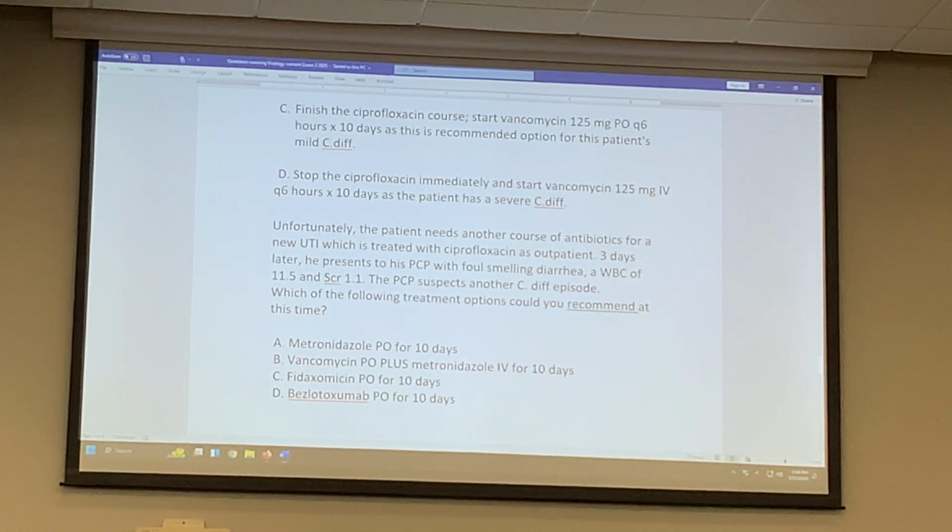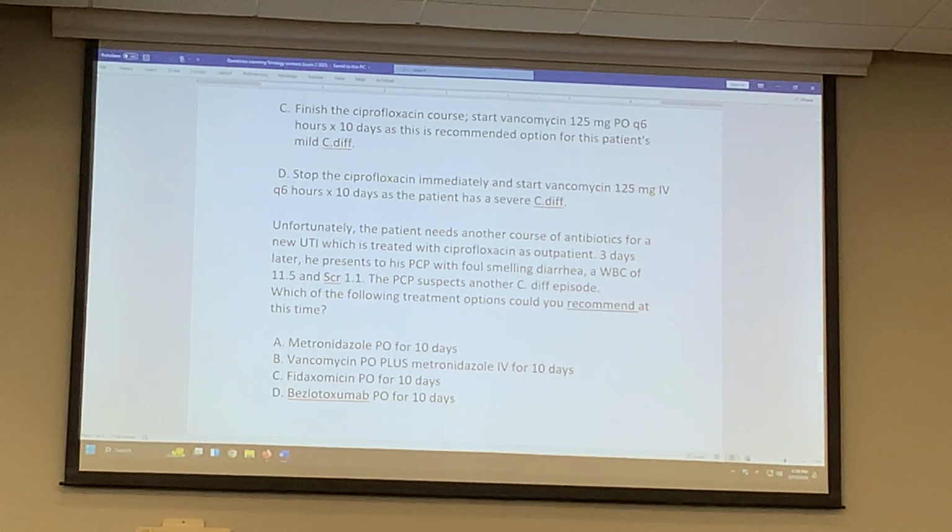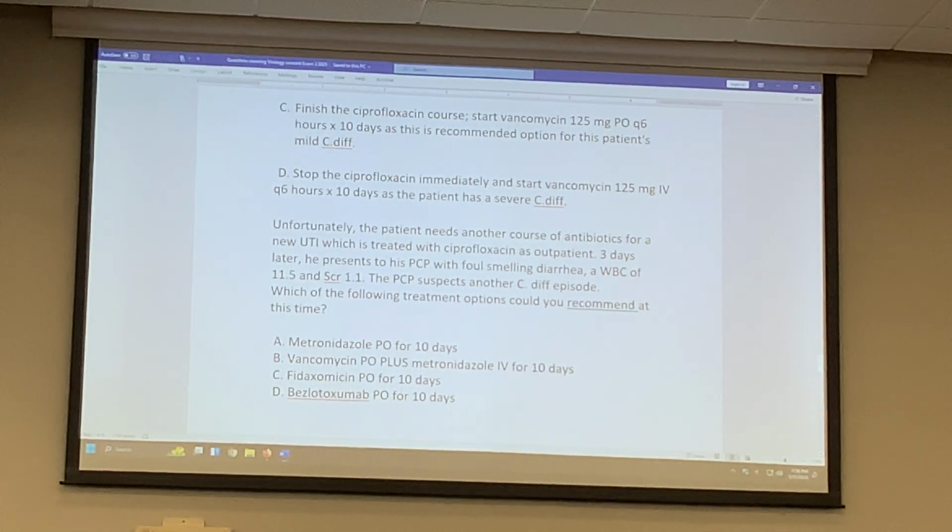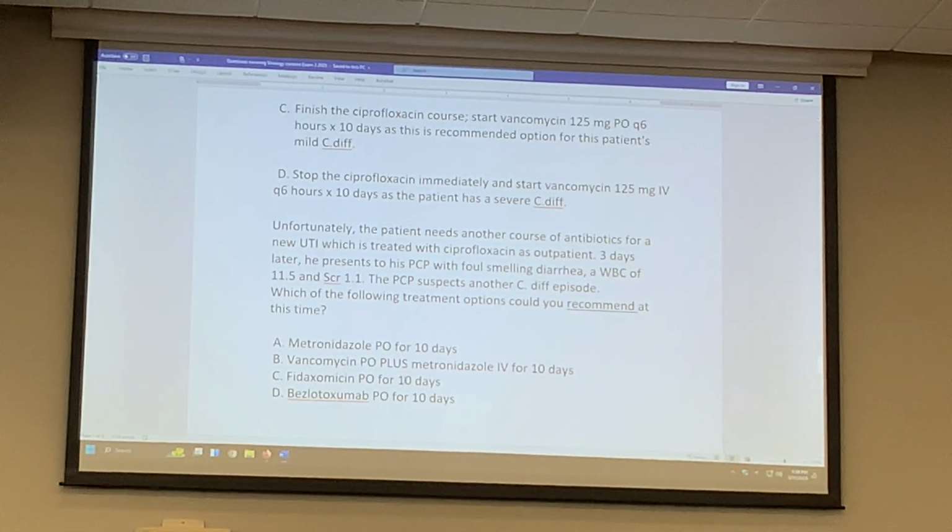When would you use that regimen? Only for which type of C. diff? Severe. Fulminant severe, right? Then you would treat with PO, IV metronidazole, and maybe rectal vancomycin, right? So that's not the case here. Fidaxomicin for 10 days, yes.